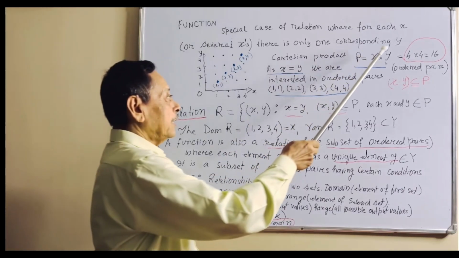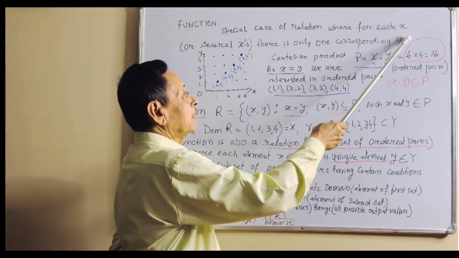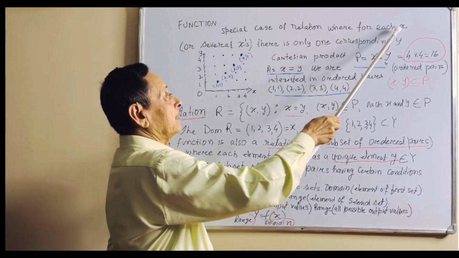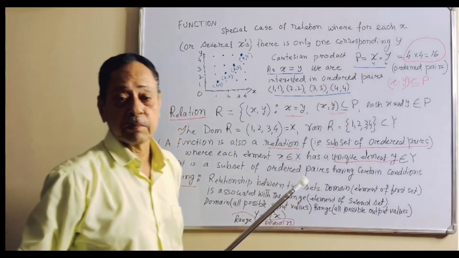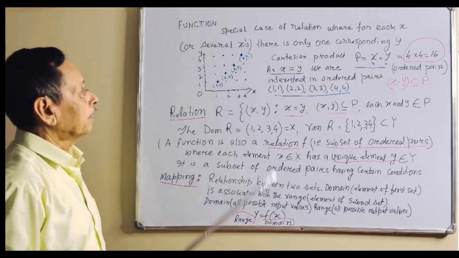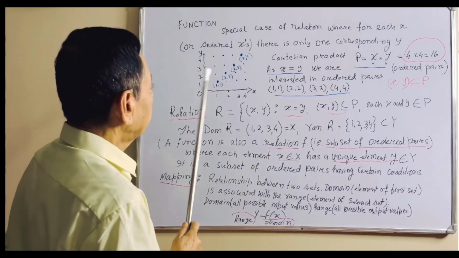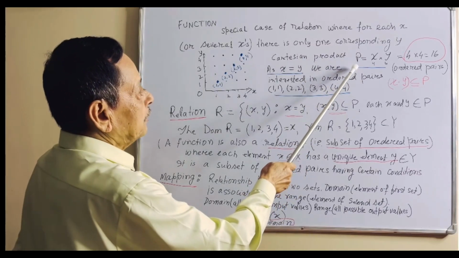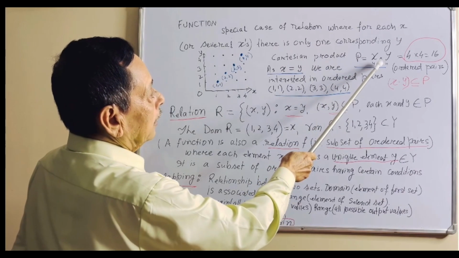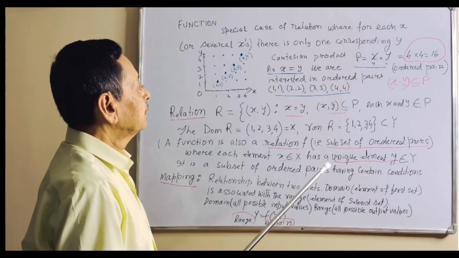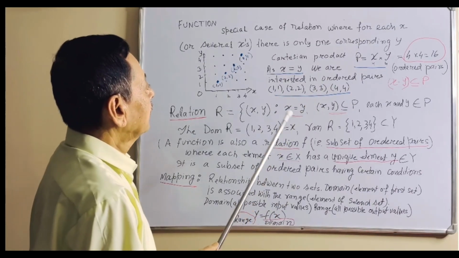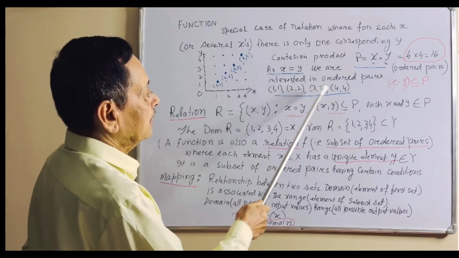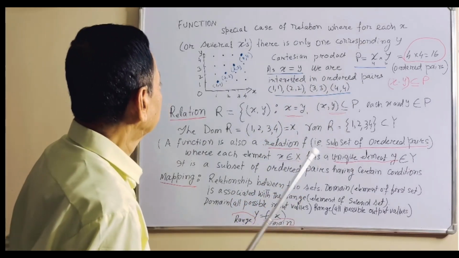Sometimes we call y the dependent variable. In terms of a function, y is the dependent variable and x is the independent variable. Now, the Cartesian product P is equal to x into y, and as x is equal to y, we are interested in ordered pairs.